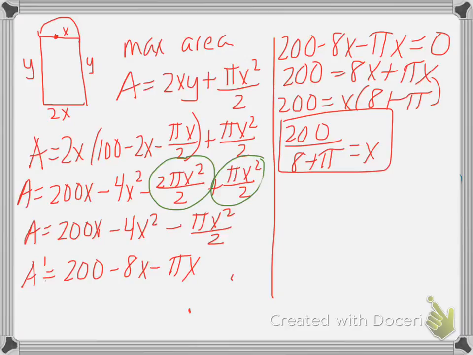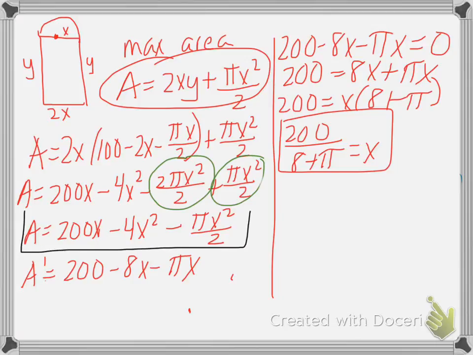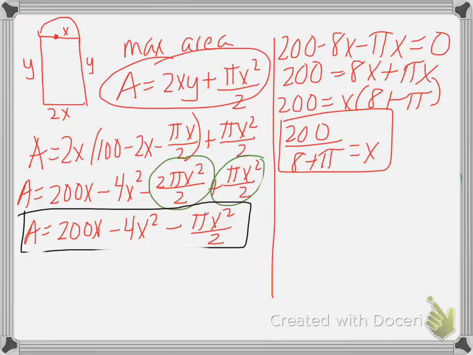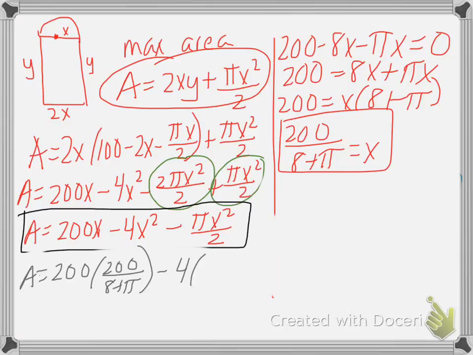And the question is asking, what is the maximum area? So this was my area formula, and I could solve for y, but also this is my area formula, and that's all in terms of x, so why don't I just substitute into that? That would make my life a lot easier. Let's make some room here. So the area is 200, replace the x. Minus 4, replace the x. And then minus pi, replace the x.